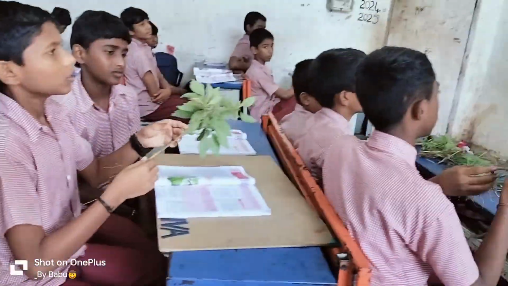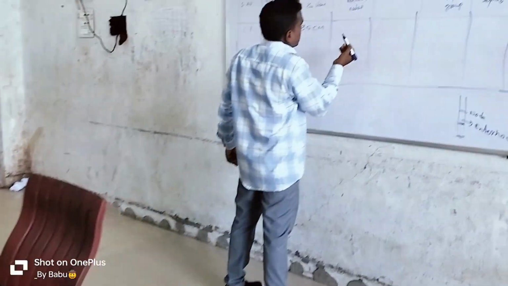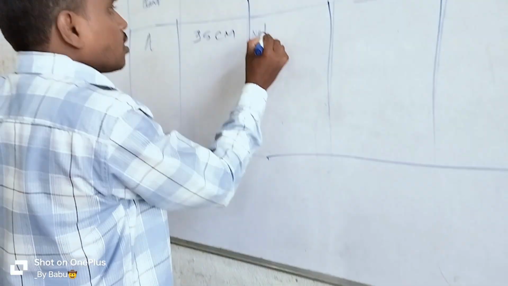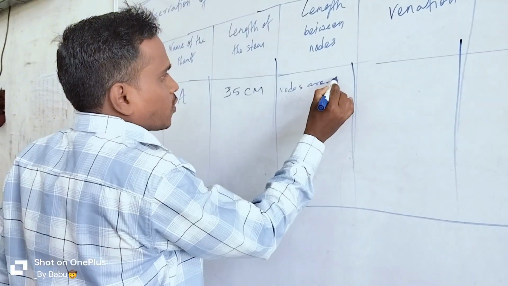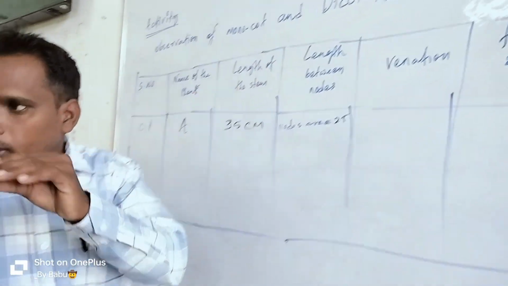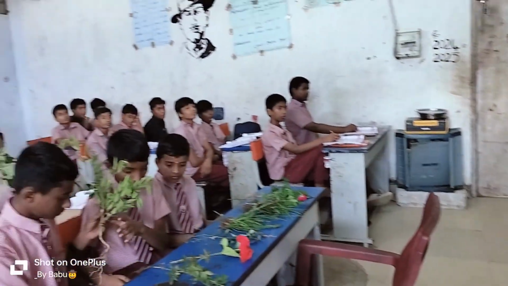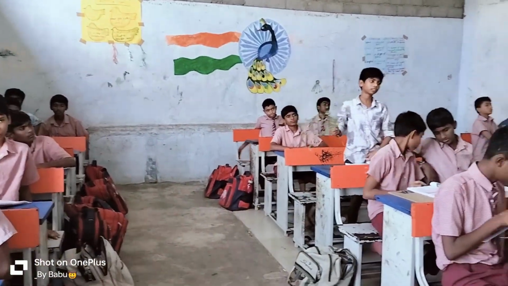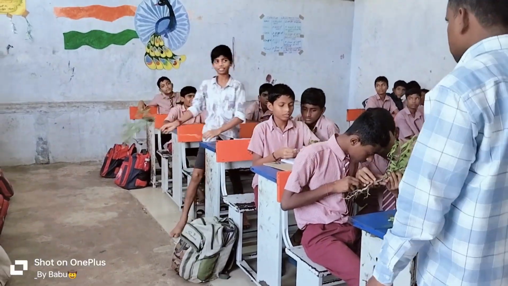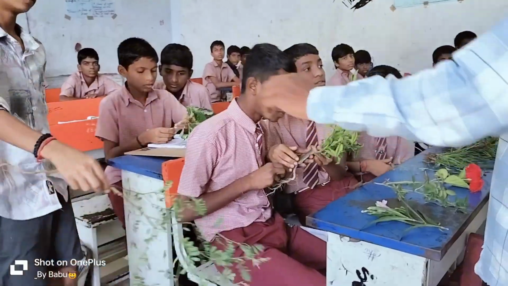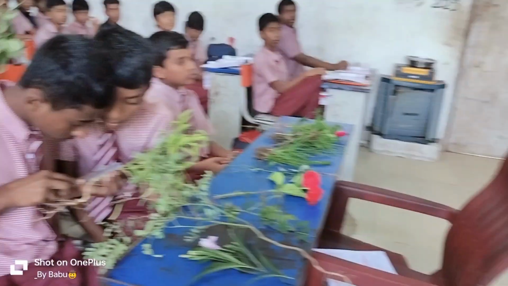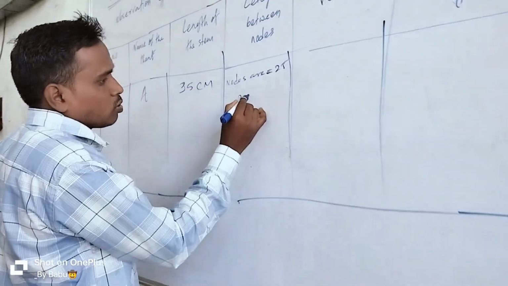Nodes are 25. But we have to measure the length between nodes. One node, another node. What is the length in between two nodes that you have to measure? 2 centimeters. Okay, length between nodes is 2 centimeters.